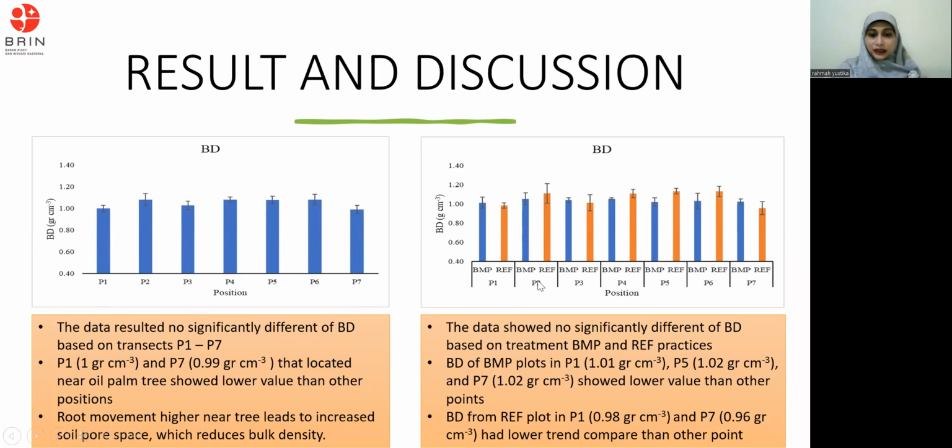Based on the treatment, BMP and reference, the data show no significant difference of bulk density between the BMP and reference practices. Bulk density of BMP at 0.1, 0.5, and 0.7 had lower values than other points, and bulk density from reference at 0.1 and 0.7 had a lower trend compared to other points.